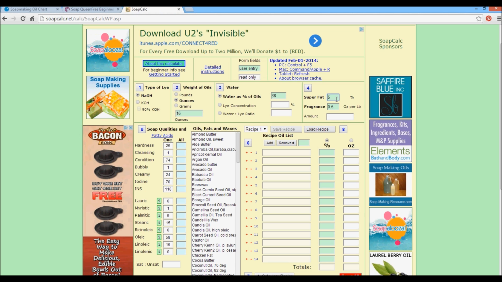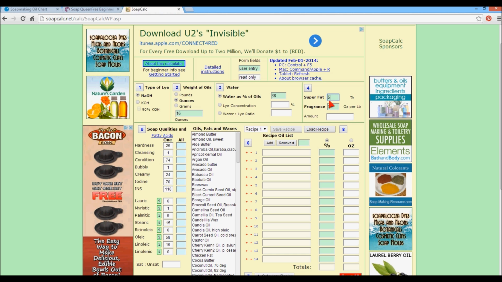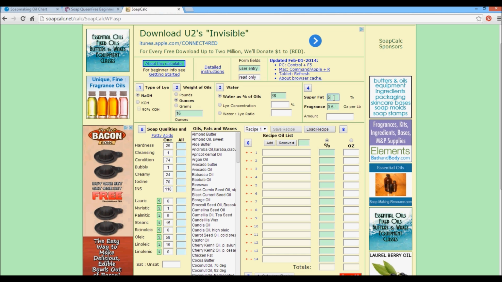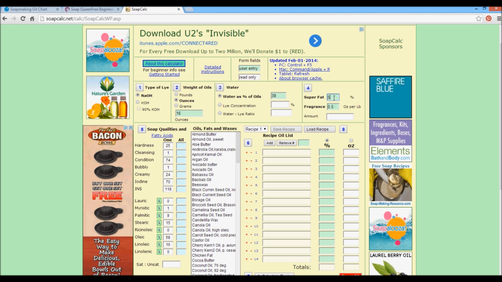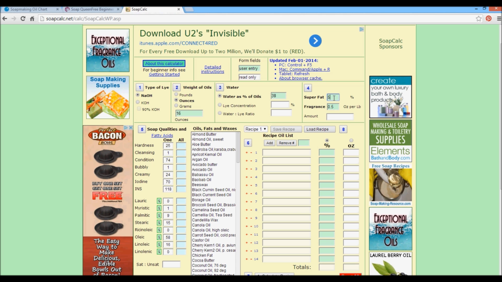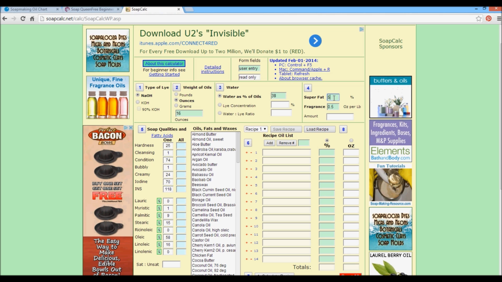You'll have to shred it, and the only thing it's good for is laundry soap. So make sure your super fat is set at 5, 6, 7, no higher than that, especially, or 8. No higher than 7 in my opinion. That's what I like. You'll just have to try and see what you like.